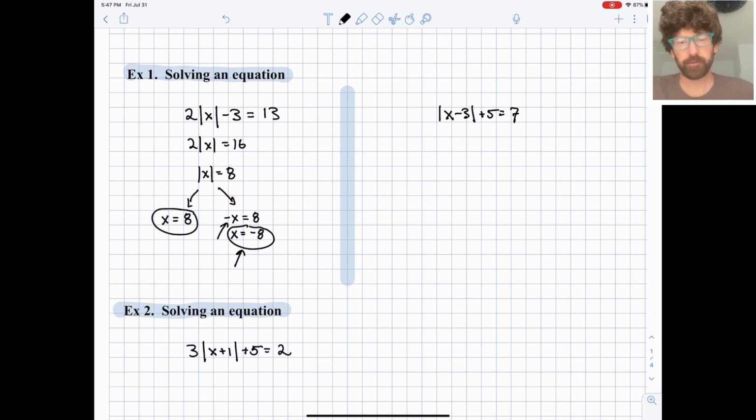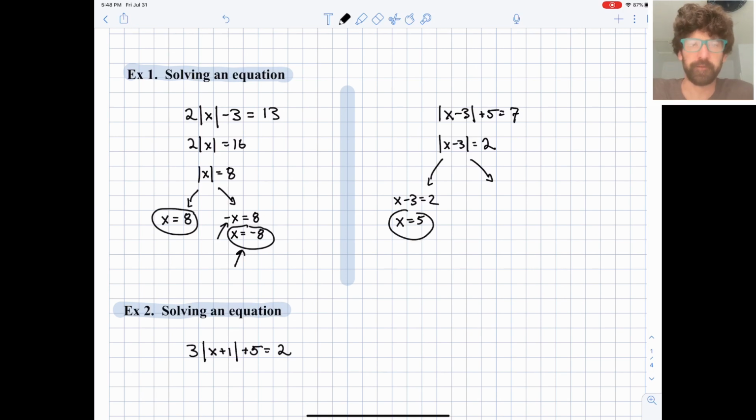Let's do this next one over on the right. We'll subtract 5 from both sides first. And we get an absolute value is equal to 2. We can't deal with the 3 until we deal with the absolute value bars. So we could have the simple scenario where the absolute value bars didn't do anything. They just kept a positive as a positive, and x is equal to 5.